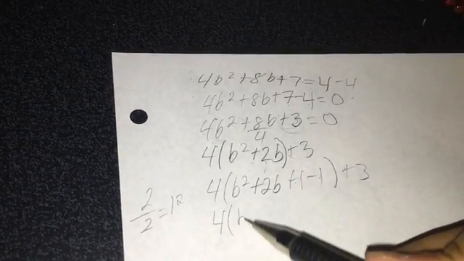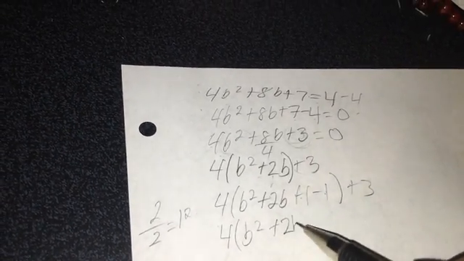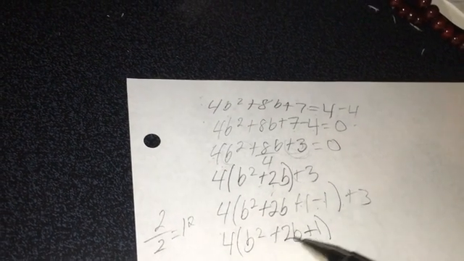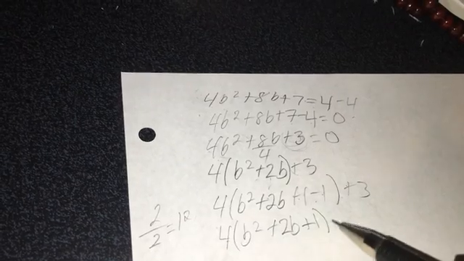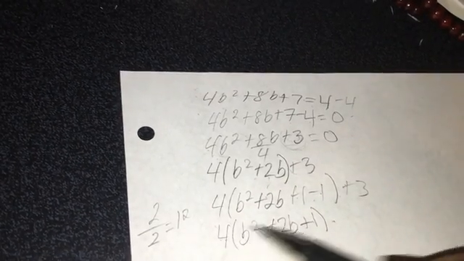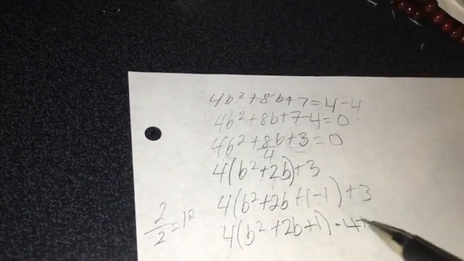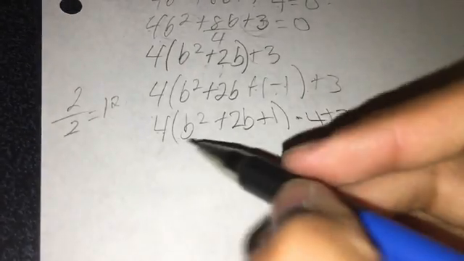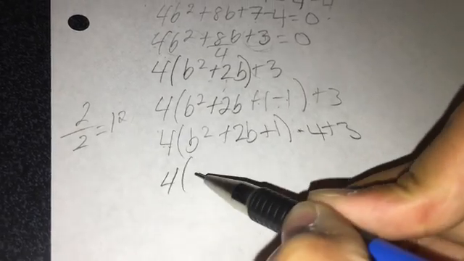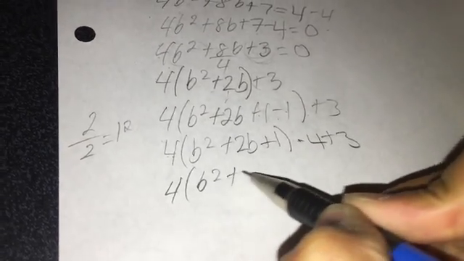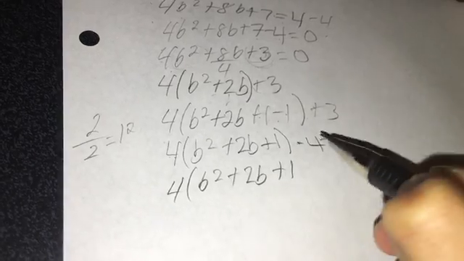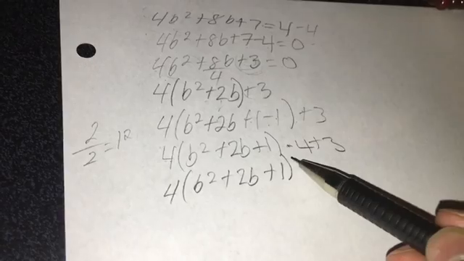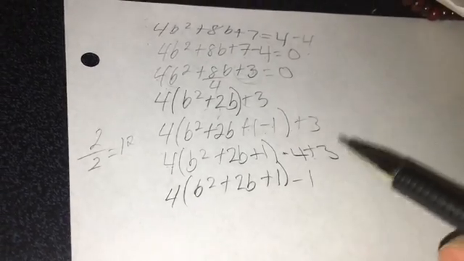4b squared plus 2b plus 1. Now since it's cancelled, we're going to put it on the outside. But we have to multiply this with the 4. So 4 times negative 1 is negative 4 plus 3. So since we have negative 4 plus 3, that is negative 1.